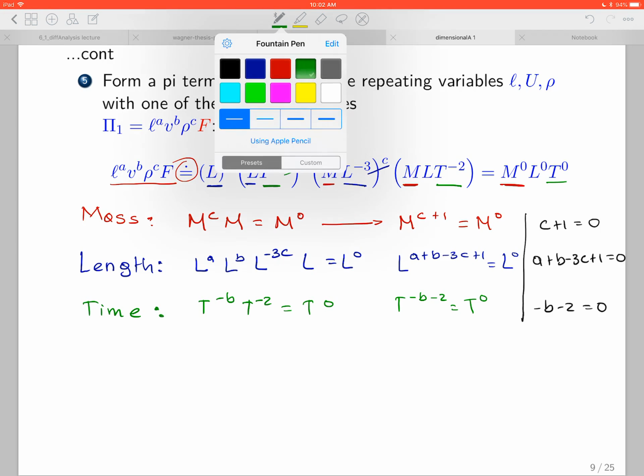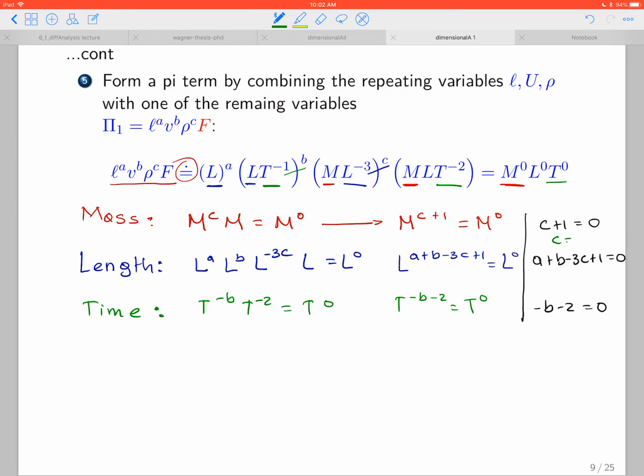So we can already solve for c. C is going to be equal to negative 1, and b is going to be equal to negative 2. So we have to replace c and b in the second equation. So that's it.